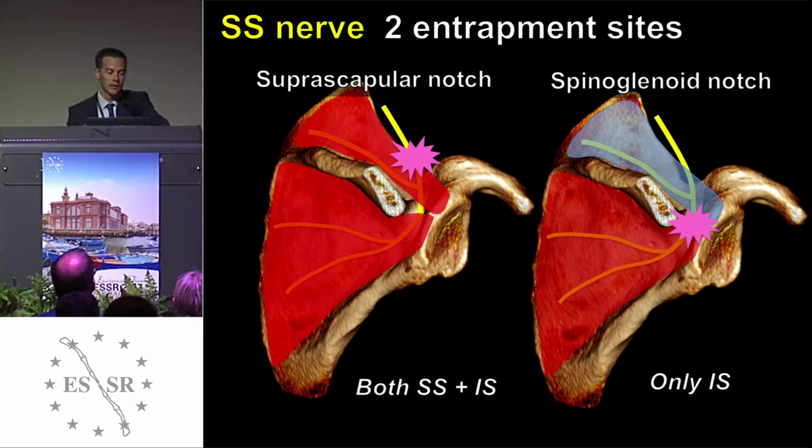Just to remind you that if the nerve entrapment occurs at the level of the suprascapular notch, you will see an involvement of both supraspinatus and infraspinatus muscles. While if the entrapment occurs at the spinoglenoid notch, we will only see a purely infraspinatus involvement. This is important to guide the surgeon.